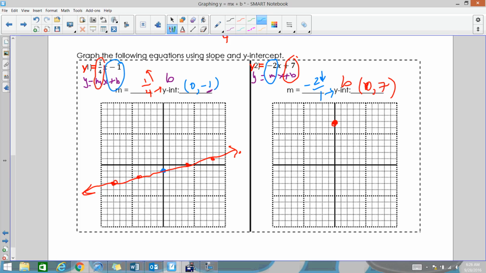So we go down 2, right 1. Down 2, right 1. Now students ask, Mr. Quammen, I can see the line, we're good. No. In this class, you need to plot every single point that you possibly can on your graph. So keep going until there's no more points on the graph that you can plot for this line. So you keep going down 2, right 1.